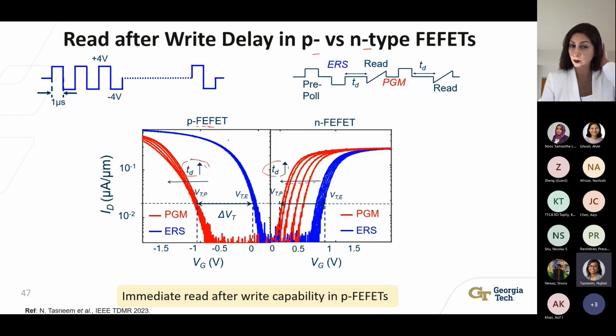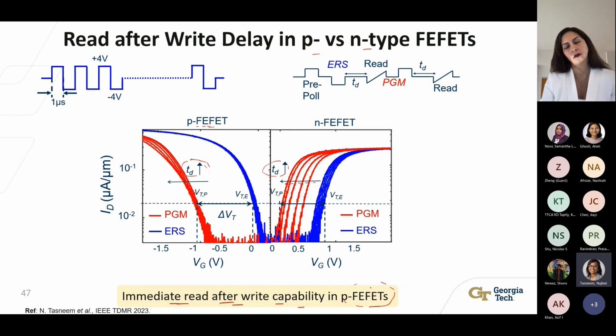This means that p-type FeFET has immediate read after write capability, which has been shown by earlier reports as well. So in this experiment, what we did is that we tried to see how this immediate read after write capability in p-type FeFET is affected if we keep on cycling this device.